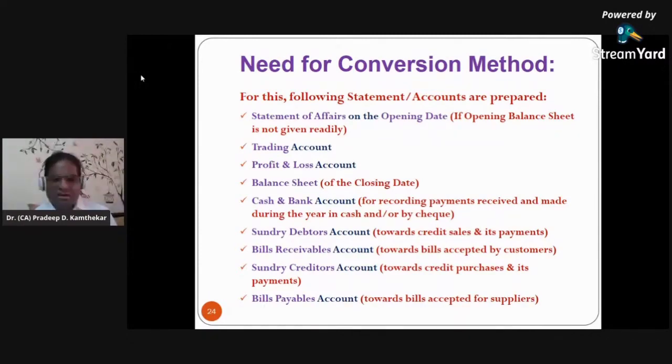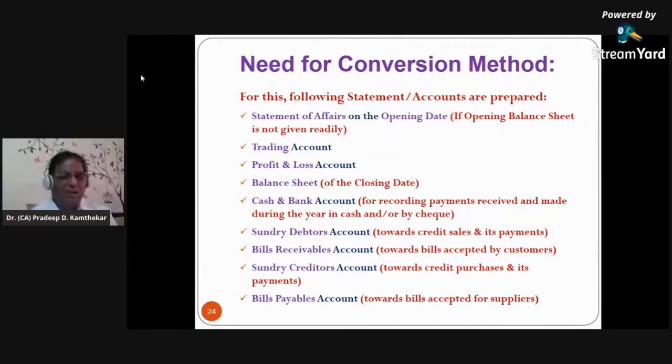Then what we have is the trading account, which we prepare in a normal manner. You know, trading account, you have been preparing this since FYJC, SYJC. On the debit side, you have opening stock. Then you have purchases, cash and credit. Then you have wages. Then you have carriage inward. On the credit side, you have sales, cash and credit. Then from that, sales return. On the debit side also, purchase returns we minus. On the credit side, certain other items we have, like goods distributed as free samples, goods stolen, goods lost by fire, and then we have closing stock.